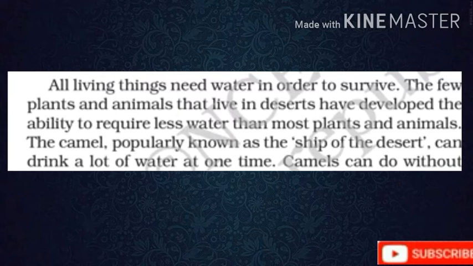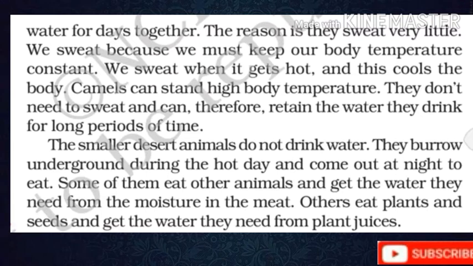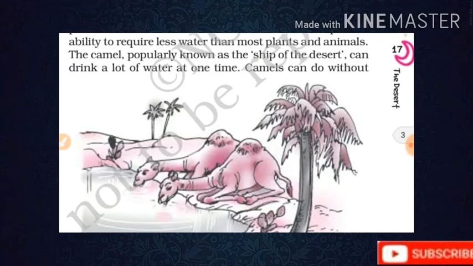The camel is the typical example of a desert animal. It can drink a lot of water at one time and can bear high temperature without sweating. Therefore, it can live without water for many days. It is called the ship of the desert.